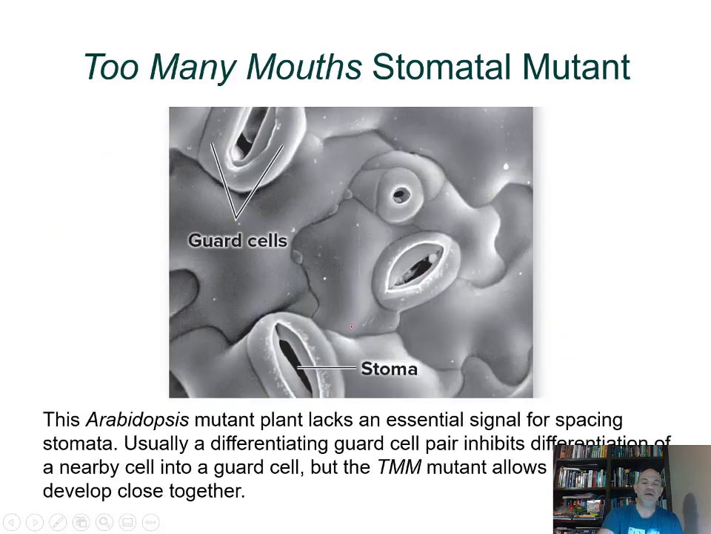So we can see here in this image what happens when things go wrong. Here, when you have literally too many mouths, which is stoma, there it is, the TMM mutant. This one shows the surface of the bottom of the leaf with too many stoma because we lost control, because of the mutation in a gene involved in control of the pattern in which these guard cells are placed. Then you have your basic epidermal cell there, which is going to be covered with a waxy coating.